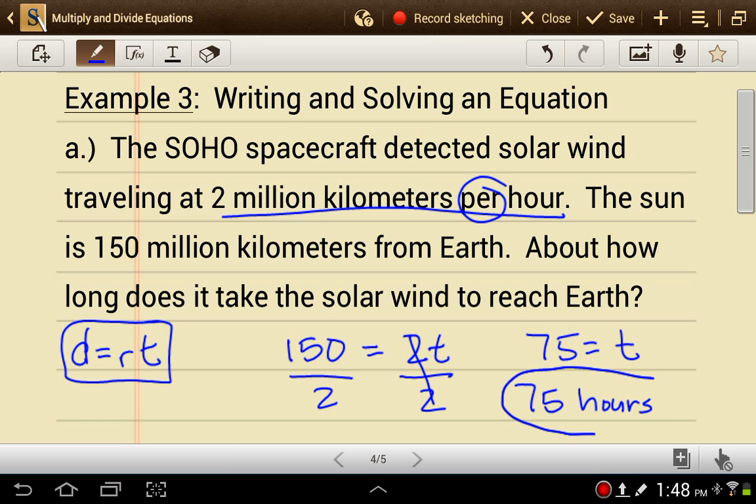Now I don't care how many days or whatever that is right now. All you care about is how long it will take. 75 hours is your answer. And this one that d equals rt comes in handy. Even though you might not use d equals rt, that kind of setup helps you with other problems too. Okay, I'm going to move on. If you need to pause, go ahead and pause.